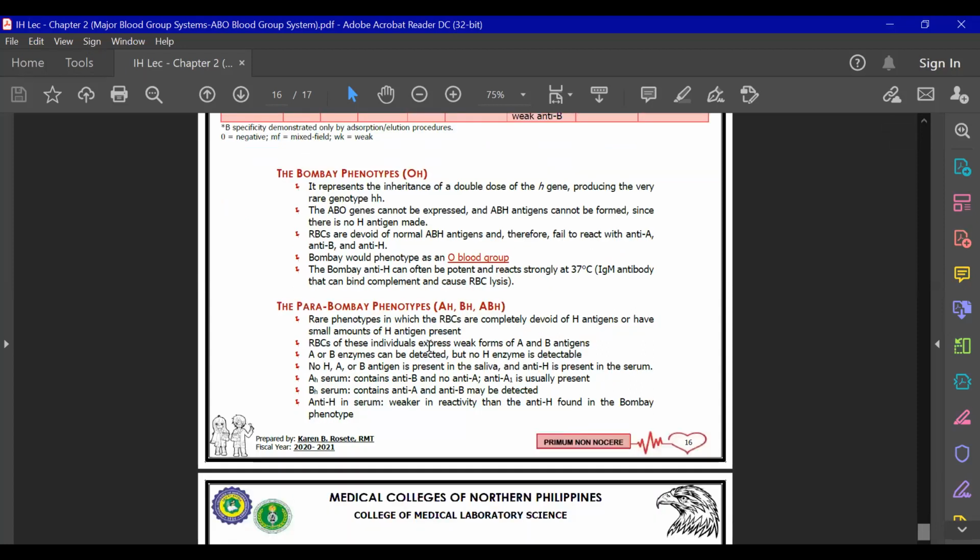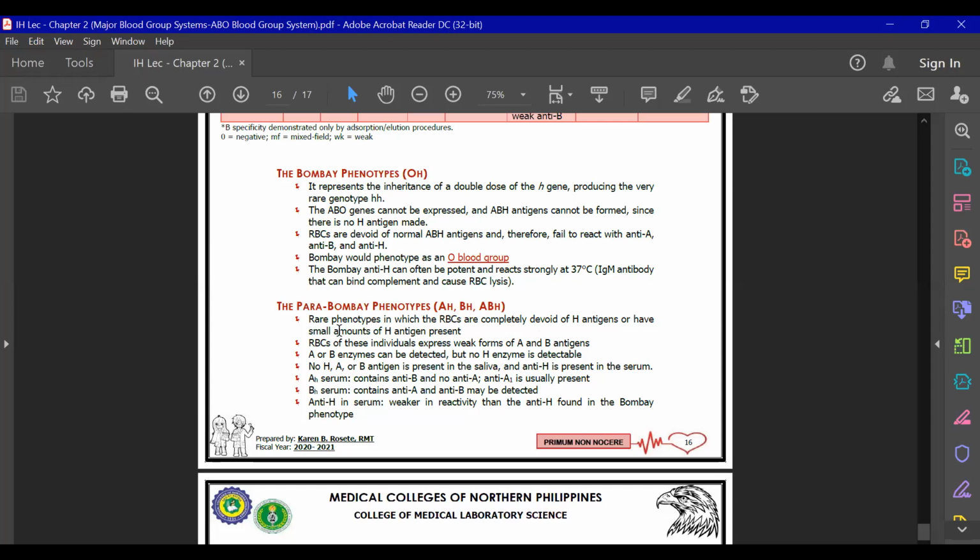So RBCs of these individuals express weak forms of your A and B antigens. Why weak forms? Because a very small amount of H antigen on the red cells will form only a very small amount of A and B antigens. That is why if you test the red cells of these individuals with antisera, it will have a very weak reaction due to the decreased amounts of A and B antigens on the red cells. Your A or B enzymes can be detected, but no H enzyme is detectable.